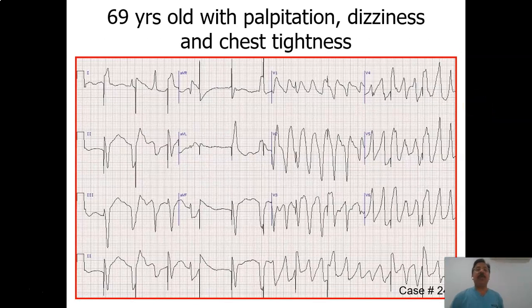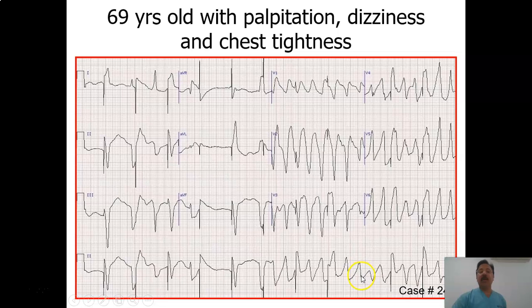Alright, this is case number 24, this is ECG of a 69-year-old with palpitation, dizziness and chest tightness. So this is a symptomatic patient, case number 24. So this looks like a very bizarre ECG, and from a distance it looks like there are extra spikes in this ECG. Okay, let's go to the stepwise approach. The rate here in the first half of the ECG is slow, but in the second half it's fast, and the QRS complexes are wide in the second half. In the first half also wide, but not as wide as in the second half.